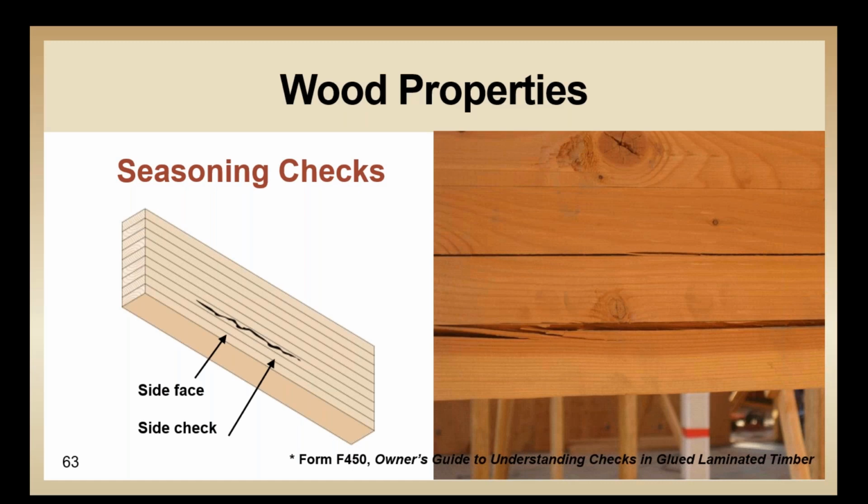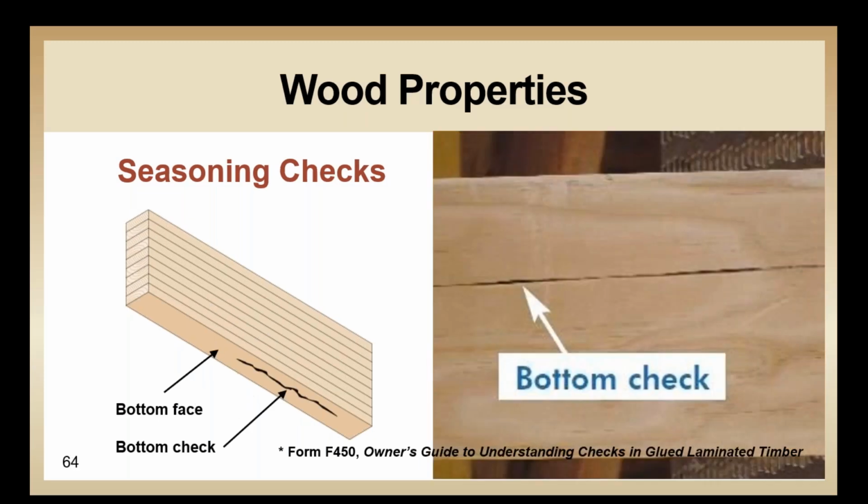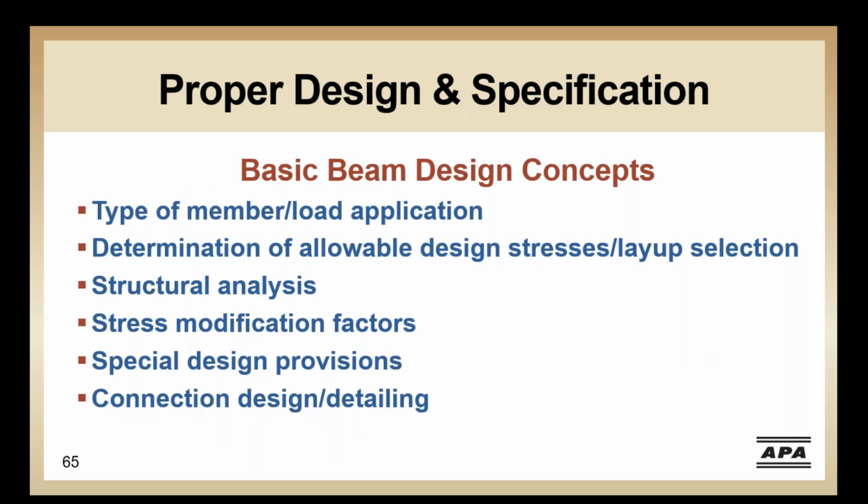Second type is a side check, where the opening is parallel along the side face of the member. If a side check is no greater than 1/3 the width and 1/3 the length, there really should be no concern. The third type is a bottom check that occurs on the bottom face of the member. As long as the check remains parallel to the grain, these can be of any length and not pose a structural concern, even if full length. I tend to think of this as my multiply application.